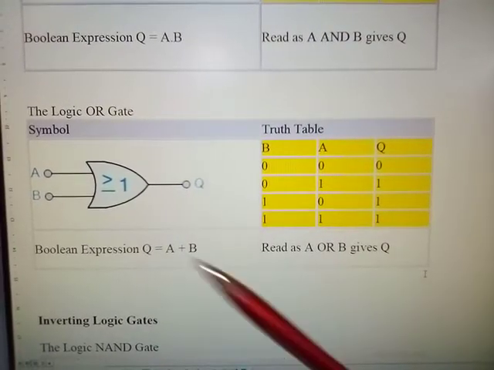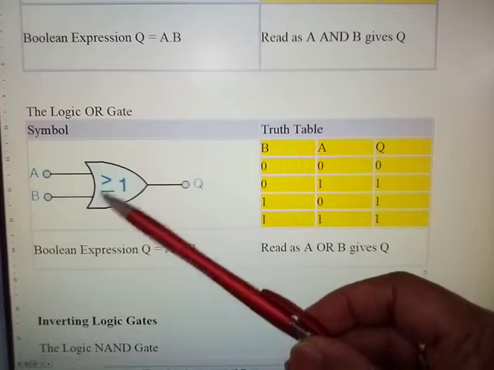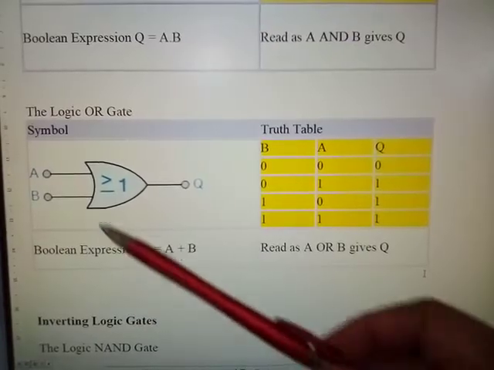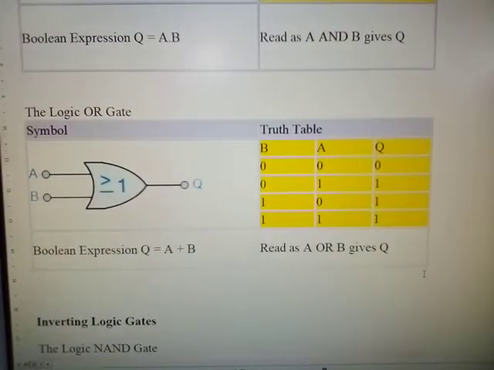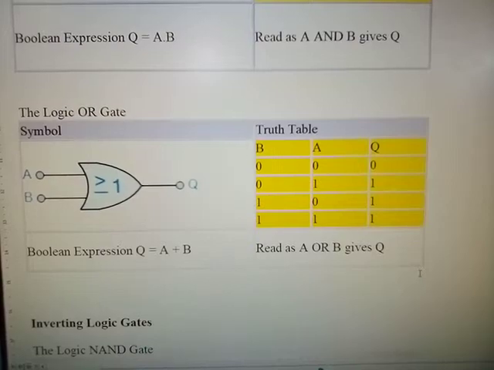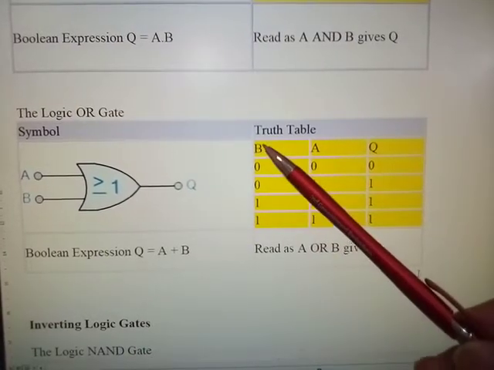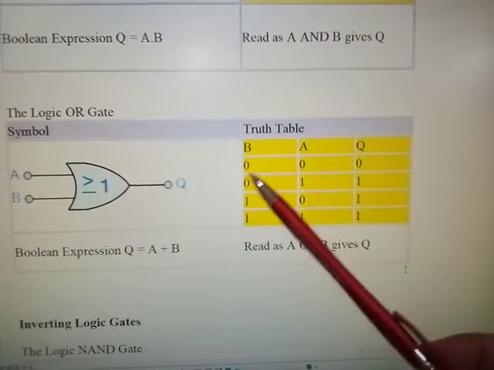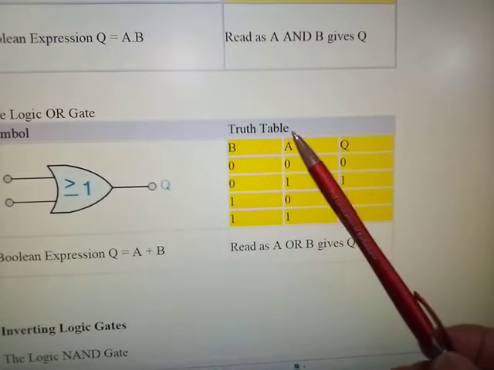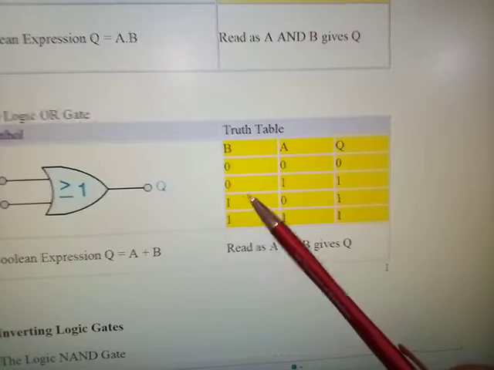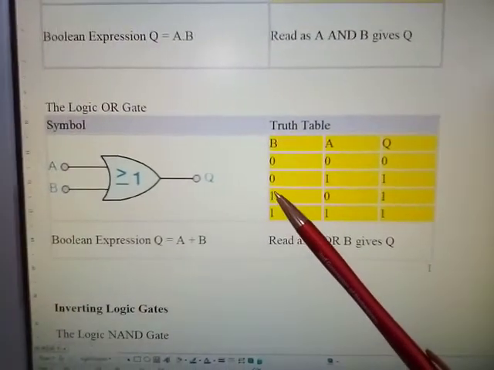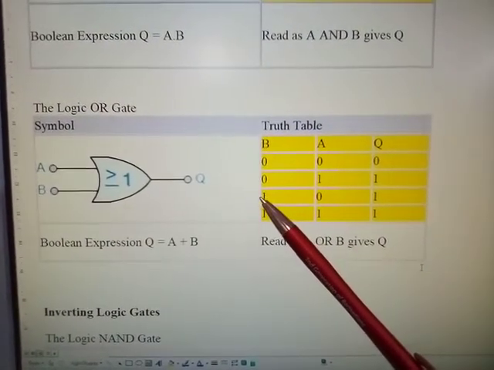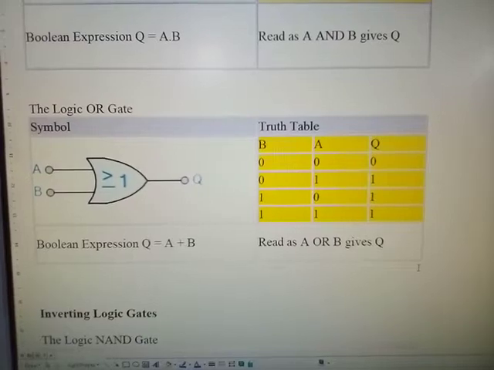And here we have the logic OR gate symbol, greater than or equal to 1. Now here, the truth table, again B and A, or A and B if you prefer, just a matter of preference. Sorry about that, I went off camera then, one second.